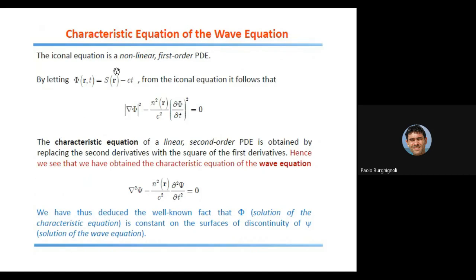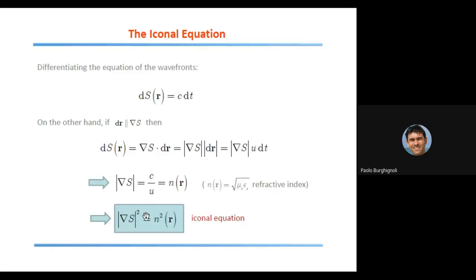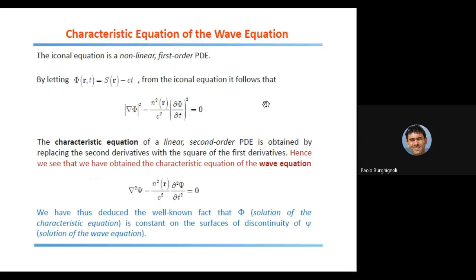Now, the Iconal equation, as you can see, is a nonlinear first-order partial differential equation. It's nonlinear because here you have the square of the absolute value of the gradient, so you get powers of the spatial derivatives. If you, in particular, introduce a new function, capital Phi, as the Iconal minus ct, then it's easy to see that the Iconal equation implies that the squared absolute value of the gradient of this new function Phi minus n squared over c squared times the squared time derivative of the new function Phi must be equal to 0.